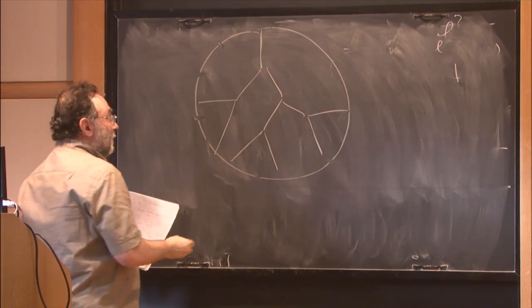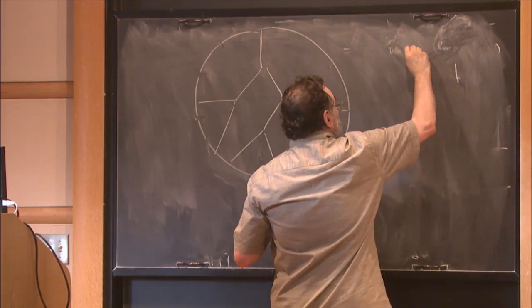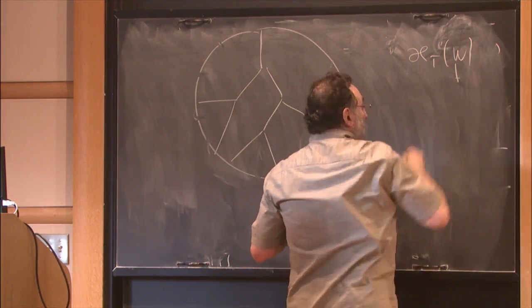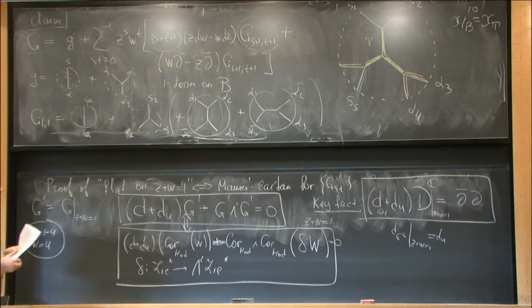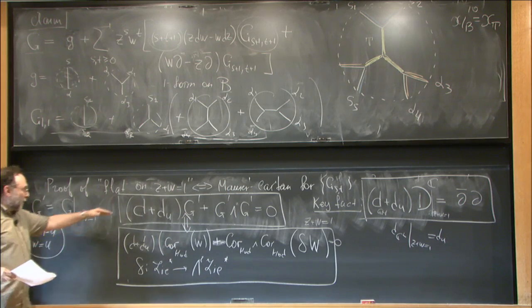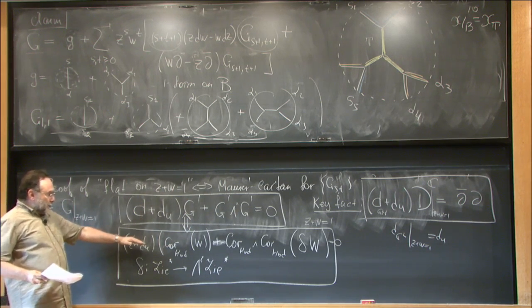And so remember that this tree, I'm proving that the connection is flat on this line. It's equivalent. So this statement that this G satisfies Maurer-Cartan equation is... There's no equation in the second box. Oh, I just didn't put 0 here. So flatness is equivalent to Maurer-Cartan equation, which is equivalent to this statement.